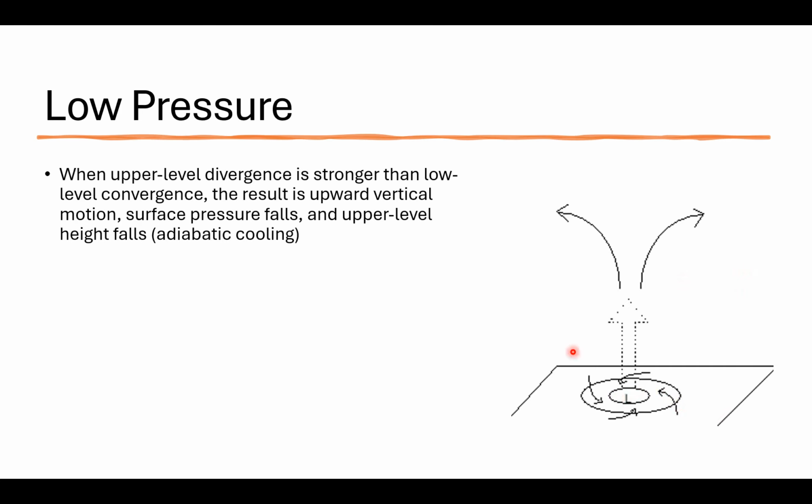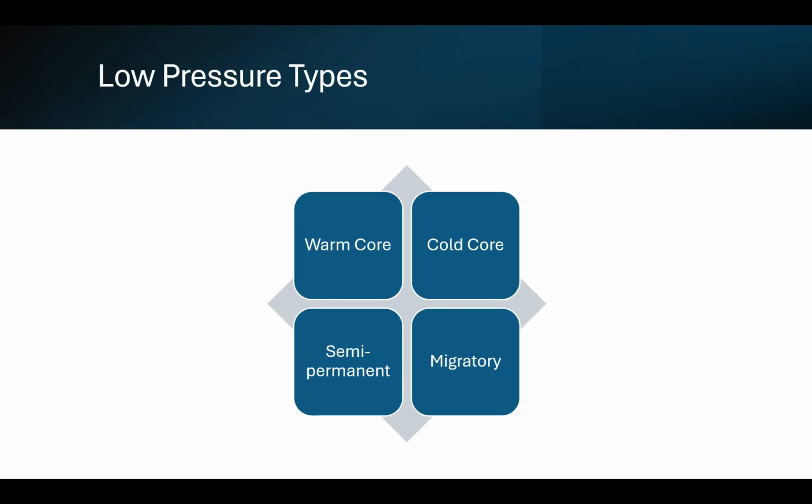Okay, so you get upward vertical motion again, surface pressure falls. Whenever the air is rising away from the surface, the barometric pressure at the surface is going to fall or lower, and the upper level height falls will also occur due to adiabatic cooling.